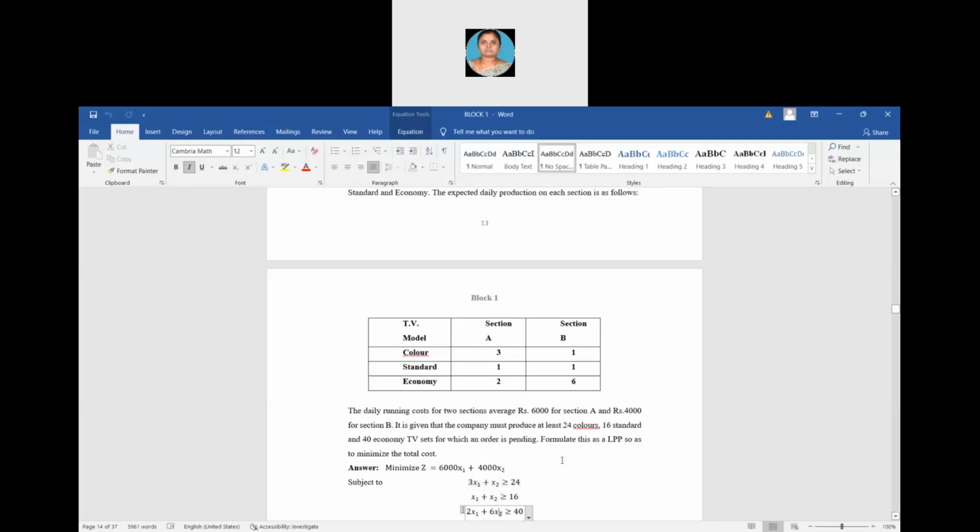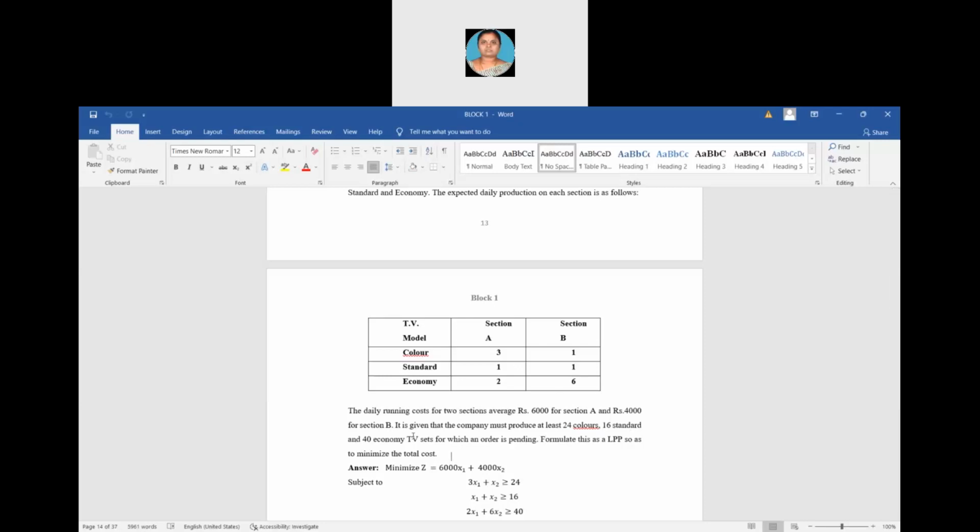Why are we using the greater than or equal to symbol here? Because they have given at least. Generally, at least is written as greater than or equal to, and at most means less than or equal to. So color must be greater than or equal to 24, standard greater than or equal to 60, and economy greater than or equal to 40. All these constraints are formulated here.